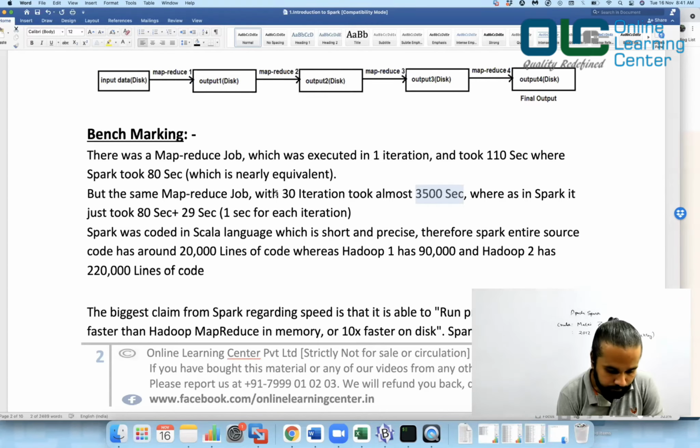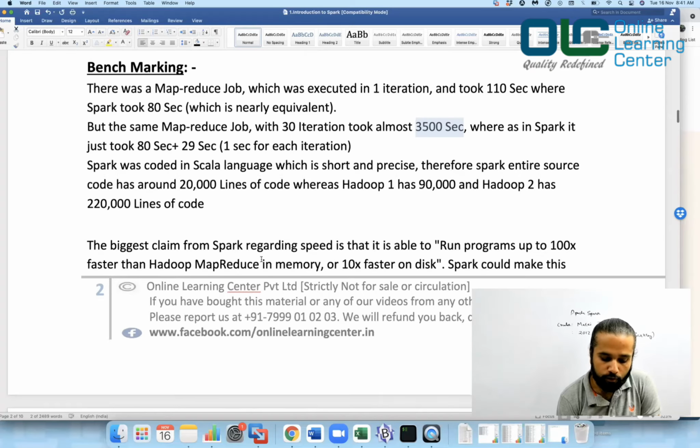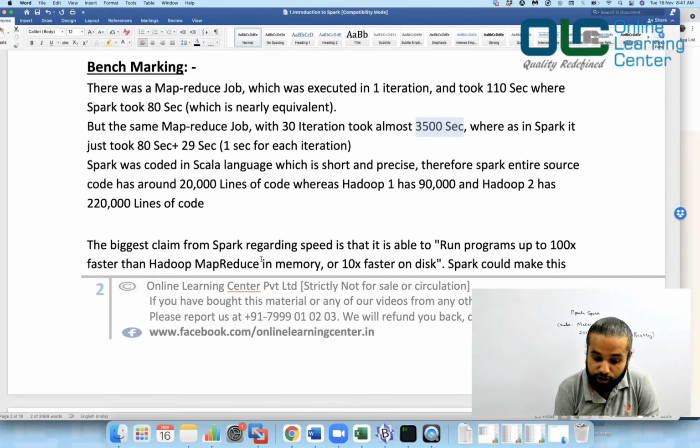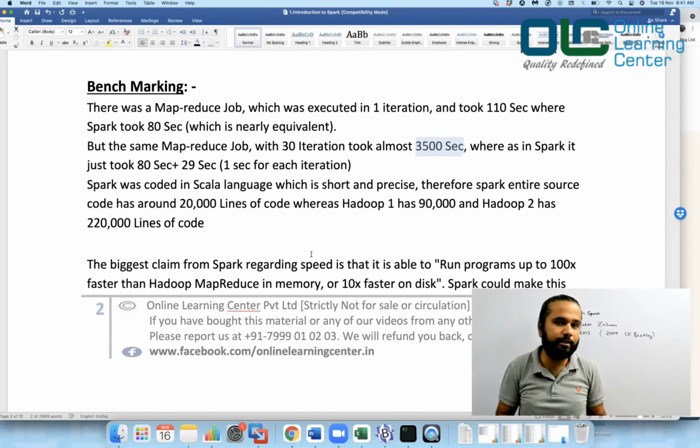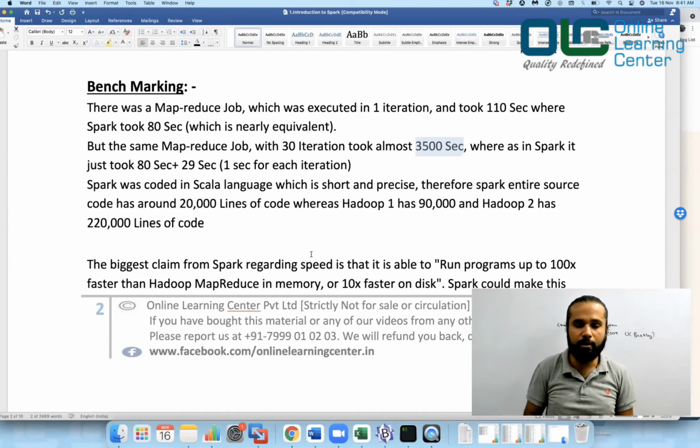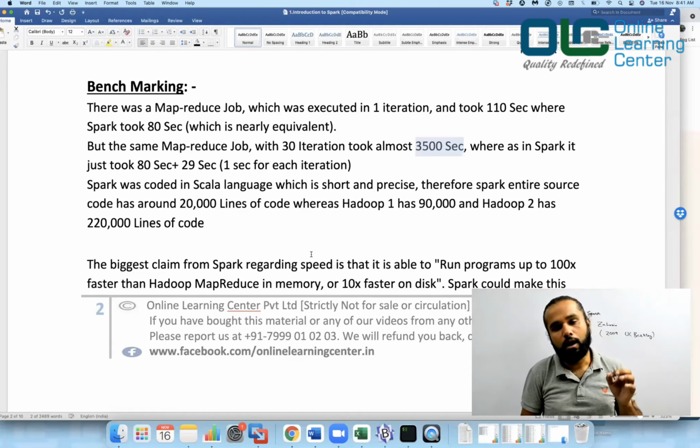All right. Spark was coded in the Scala language, which is short and precise, and therefore the entire source code has around 20,000 lines of code, whereas Hadoop 1 has 90,000 and Hadoop 2 has 220,000 lines of code. It's not really about the lines of code, I just wanted to highlight it.